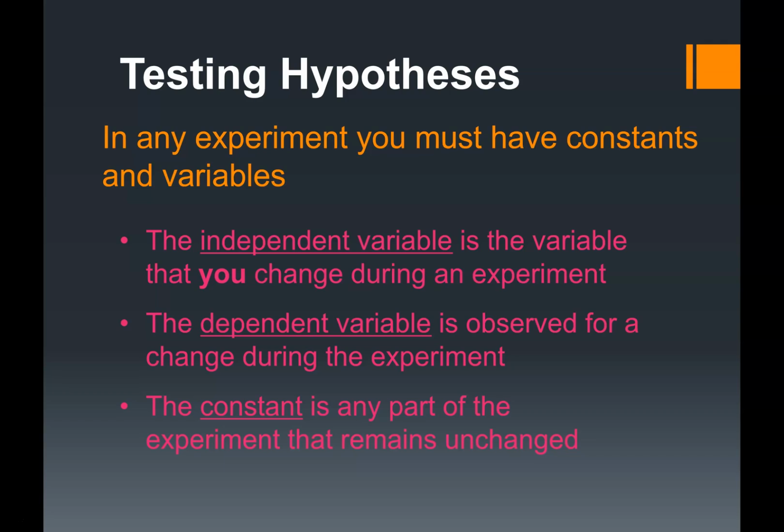In our flashlight example, the independent variable would be the changing batteries. The dependent variable would be the light, whether or not the light turns on at the end of the experiment or at the end of the change. The constant could be the light bulb or the flashlight itself.